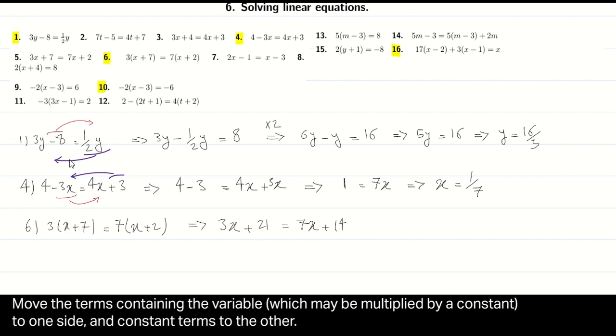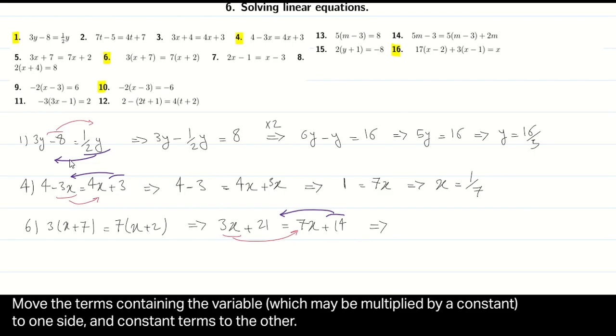So it's basically you just multiply the number in front of the bracket by each of the terms inside the bracket. Now, I'm going to use the same method. I'm going to move the 3x to the right-hand side. Then I'm going to move the constant to the left-hand side. So on the left-hand side, I only have constants, and on the right-hand side, I have only variables.